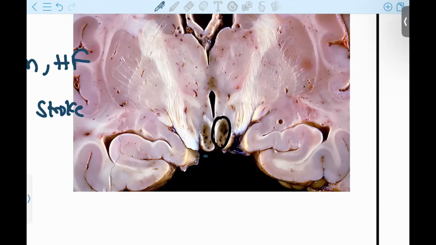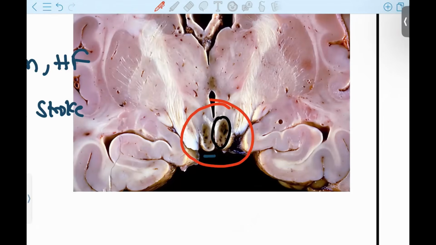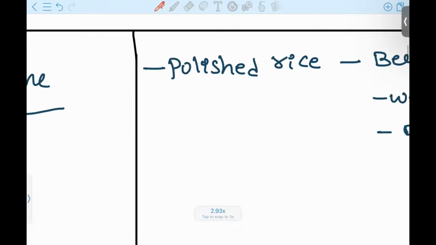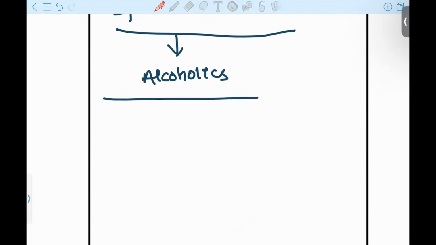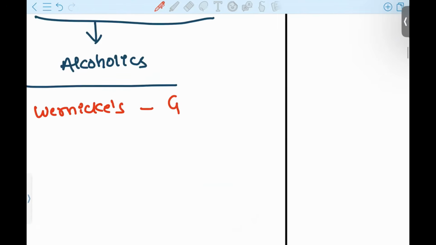Here you can see these are your mammillary bodies. There is specifically degeneration or necrosis seen in the mammillary bodies, and this will lead to what kind of condition, guys? This is your commonly asked question, your Wernicke's encephalopathy. How is this Wernicke's encephalopathy presented? Remember with the mnemonic GOVA.